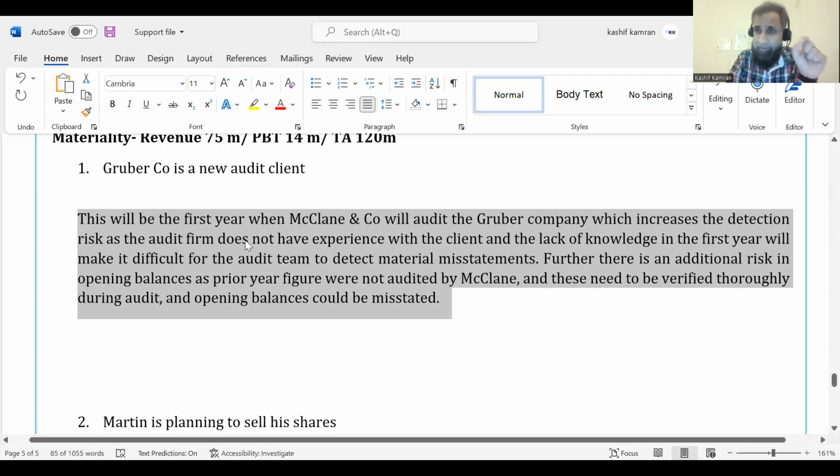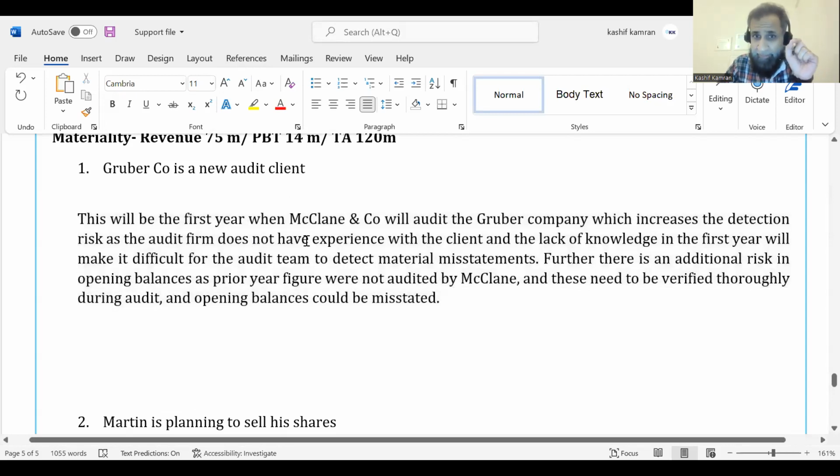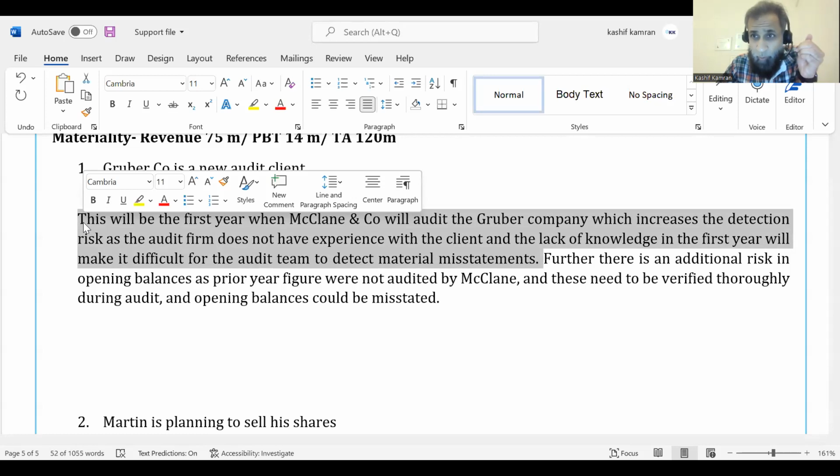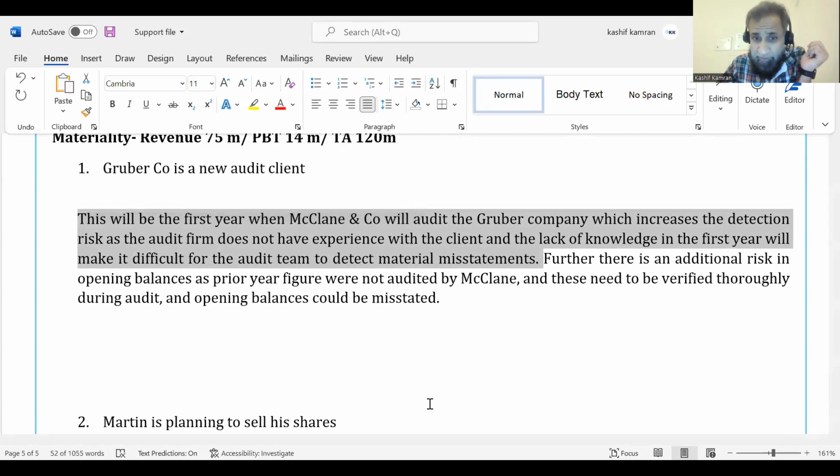Look at this. Grubber is a new client. What I wrote, this will be the first year when McLean and Company will audit the Grubber company, which increases the detection risk as the audit firm does not have experience with the client. And the lack of knowledge in the first year audit will make it difficult for the audit team to detect material misstatement. I hope you agree with this first statement. So higher the detection risk here because it's a first year audit. With lack of experience, the audit team can overlook material misstatement being the first year audit. I hope you agree with it, right?